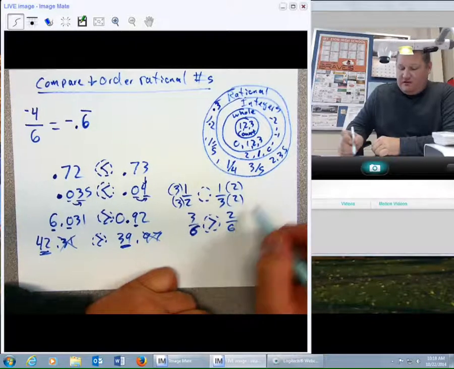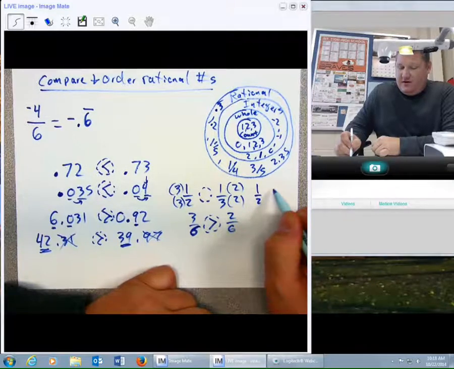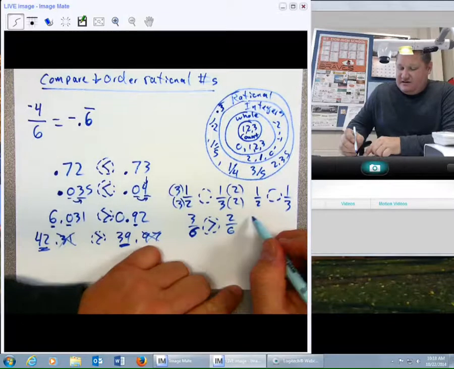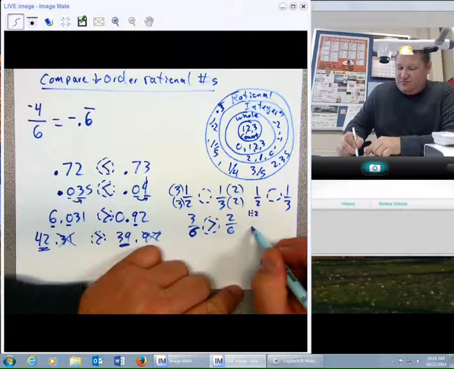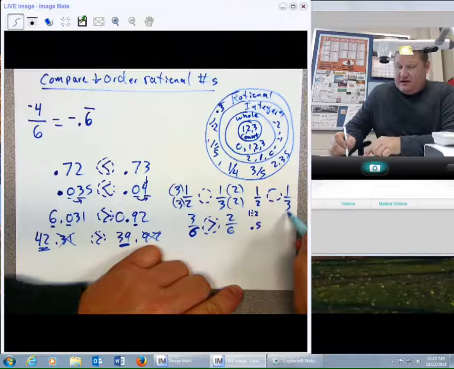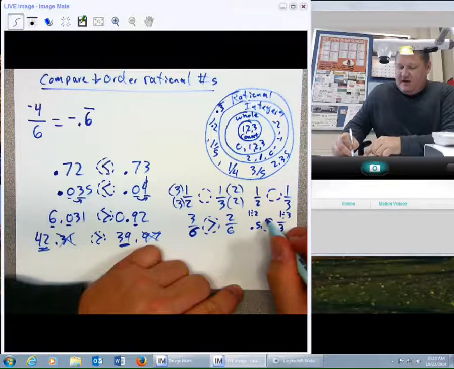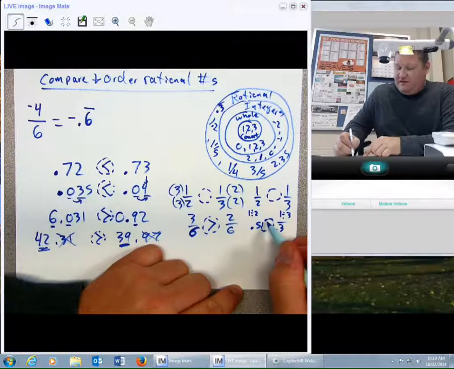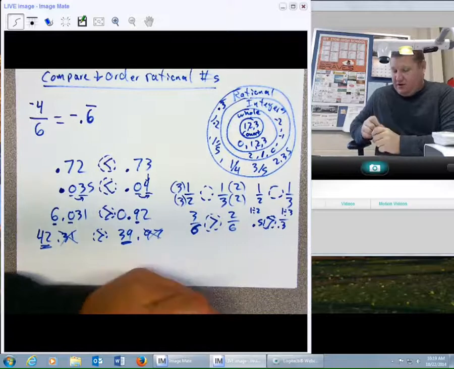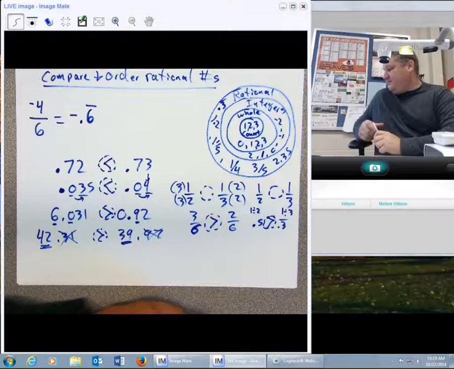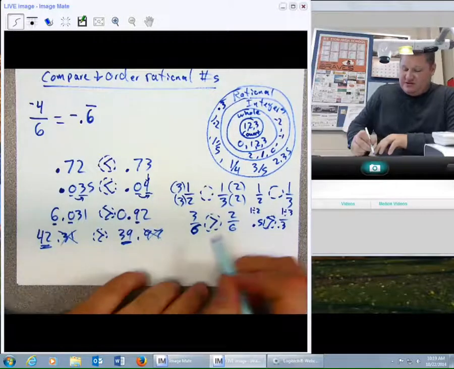But let's do it a different way. 1/2, 1/3. I could easily say 1 divided by 2 is 0.5. I could easily say 1 divided by 3 is 0.3 forever. Now if I convert them to decimals, it's very easy to see 0.5 is bigger than 0.3. So our best way to deal with them is to change them to decimals.